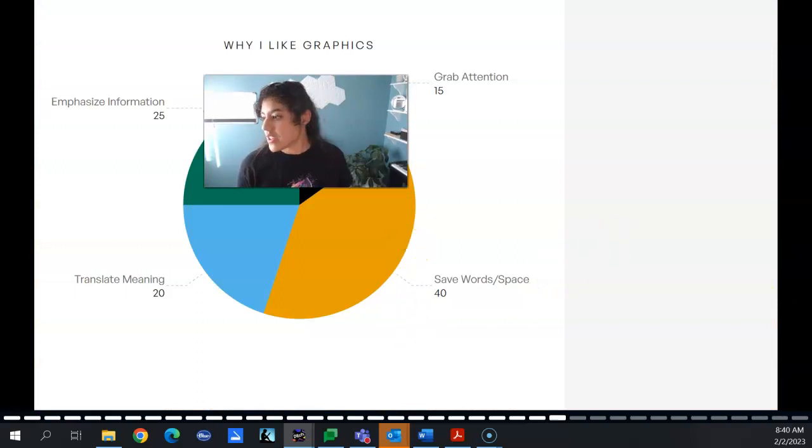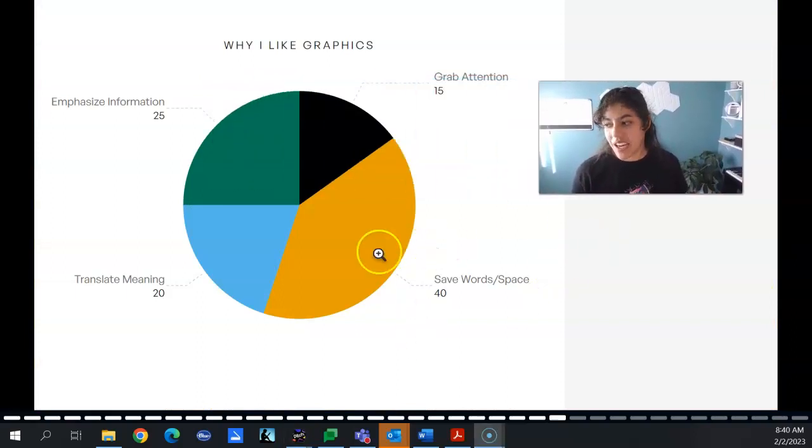So the first kind of reasons why I like graphics, I could write this all out in a paragraph, or I could just make a little visual to show you, right? So, things that graphics can do and why I like using them. They can help grab attention a little bit, they do. I do like them for that reason, not the key reason, but if somebody sees a graphic, their eyes tend to go right to it.